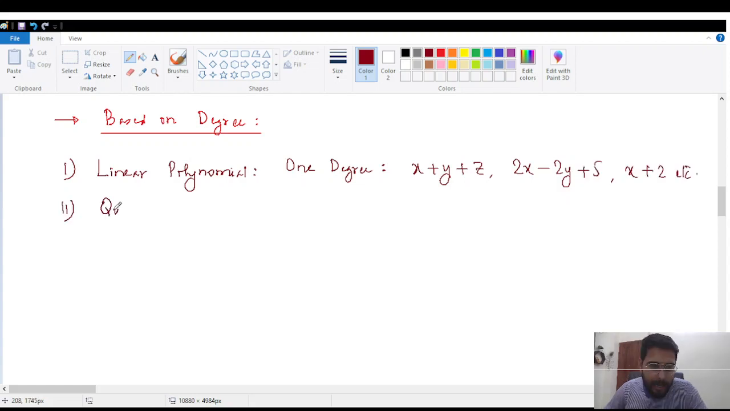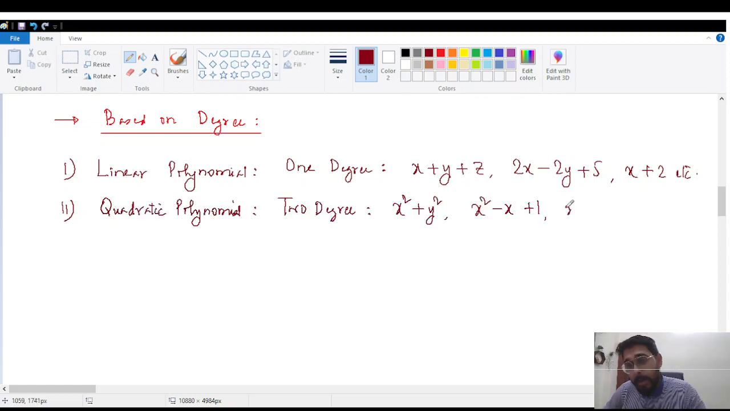Next, quadratic polynomial. So in quadratic polynomial, it's a 2-degree polynomial. 2 degree means the highest power of the variable or a combination will be 2. So you can say x square plus y square, or you can simply say x square minus x plus 1, or you can get a combination xy plus yz plus 2. Here also, if you check carefully, x is a power of 1, y is a power of 1. So overall if you add it, it is 2. Here also it is 2. So highest power overall is 2.